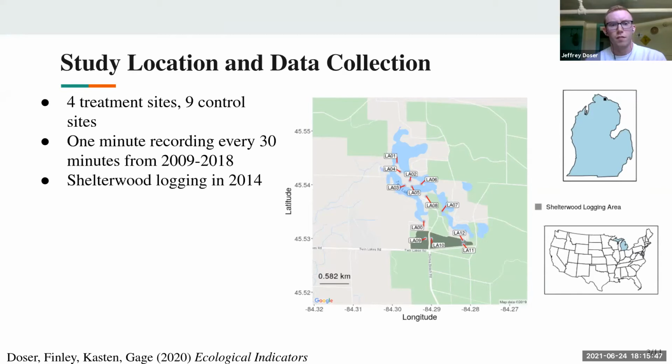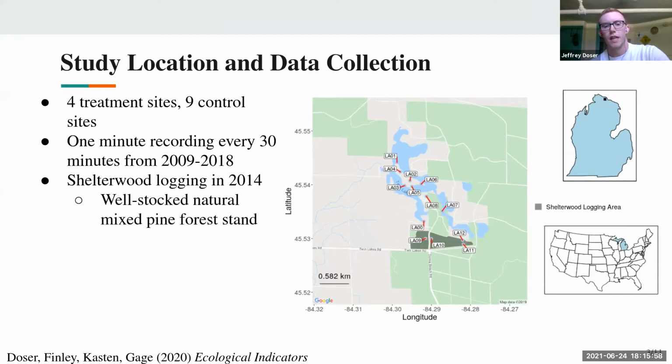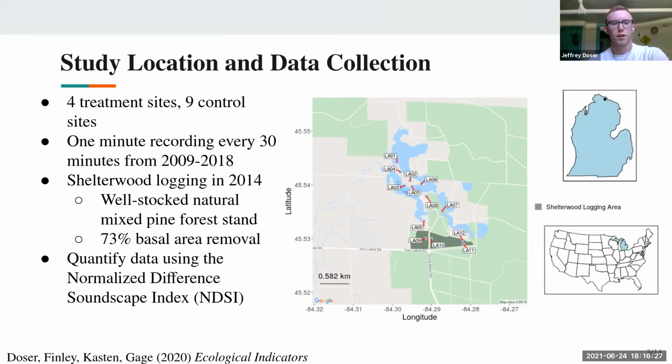Right in the middle of that period, in 2014, a shelterwood logging took place in the forest stand in the dark green shaded area where our 4 treatment sites were. This forest stand is a well-stocked natural mixed pine forest stand. A fair amount of trees were removed, with a 73% basal area removal. What we wanted to do was understand the influence that this shelterwood logging had on the soundscapes, and quantify this to assess soundscape health and see what that means for the bird community that dominates the soundscape here.